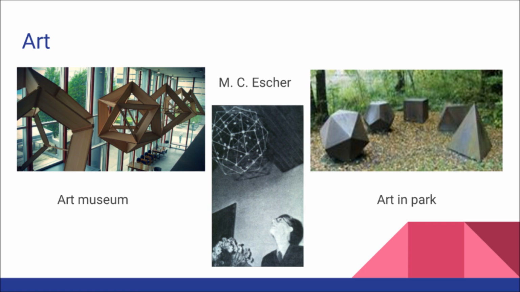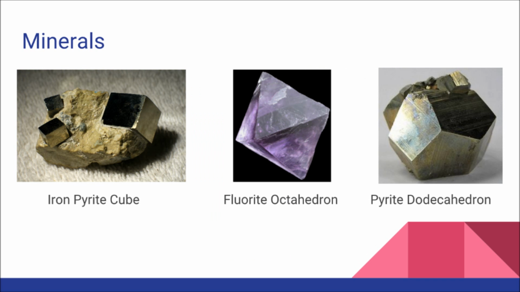In modern times, Platonic solids may be found in art, sculptures, drawings, paintings, and architecture. The famous 20th century artist M.C. Escher used geometry and the solids frequently in his work. Platonic solids are also found in nature. Minerals such as iron pyrite and fluorite, table salt, and diamonds have naturally occurring crystal forms such as cubes, octahedrons, and dodecahedrons.